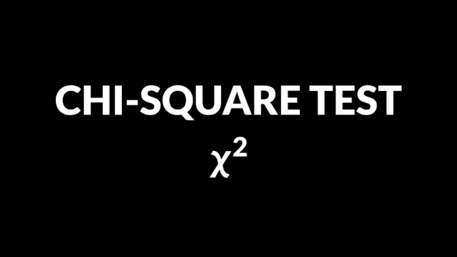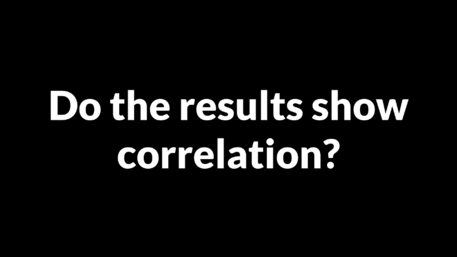Now when we're using the chi-square test in an experiment, we're pretty much asking of the experiment, do the results show correlation between the two variables that we're trying to compare in the experiment?